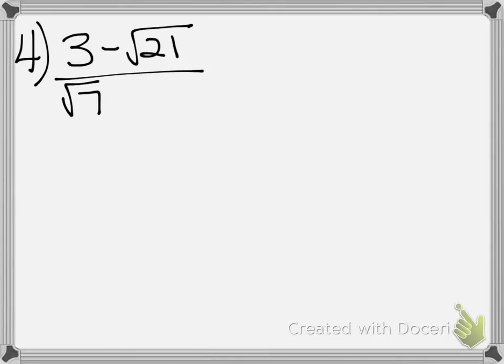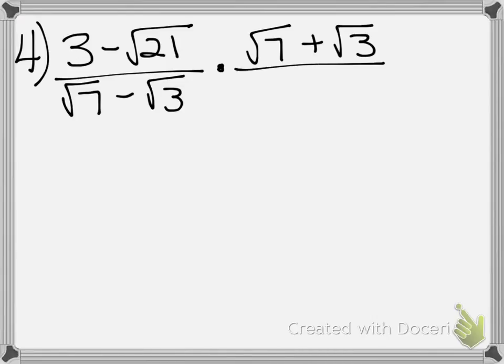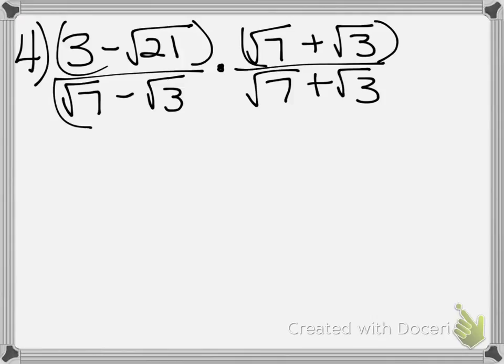So now let's look at our fourth example here. I have 3 minus the square root of 21 all over square root of 7 minus the square root of 3. Again, we haven't seen one like this with two radicals in the denominator with our binomial, but we're still not going to change anything about using our conjugate, so it's going to be square root of 7 plus square root of 3.